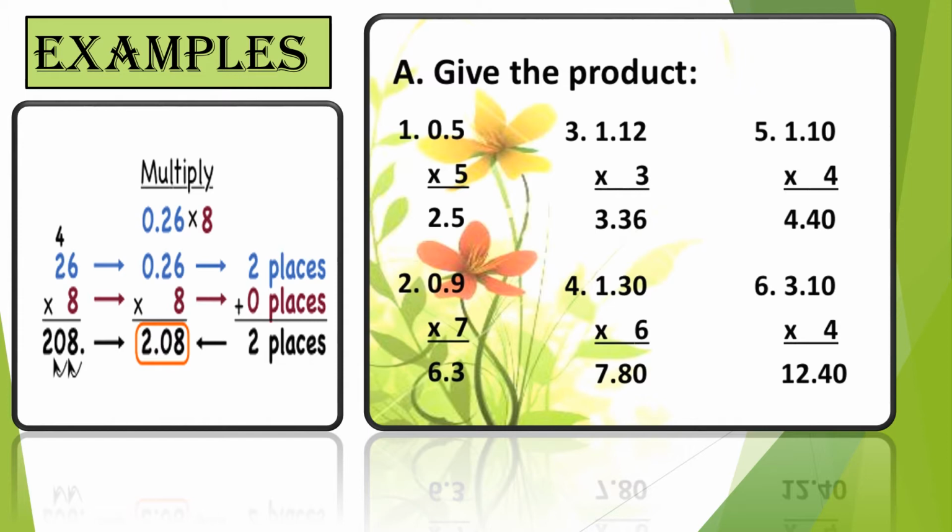Now another example, 3.10 into 4. So 4 zeros are 0, 4 ones are 4 and 4 threes are 12. So again you can see the decimal after two places. So in the answer you will put the decimal after two places. The answer will be 12.40.